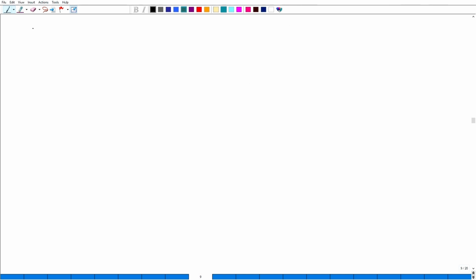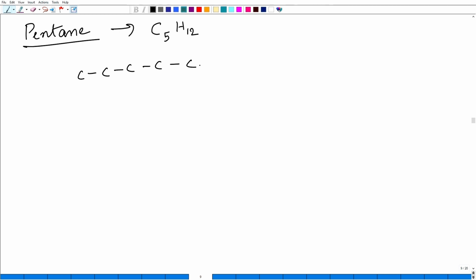Now, if we look at pentane. Okay. So, what is the formula of pentane? C5H12. So, we can write like this. Okay. CH3, CH2, CH2, CH2, CH3. We can write like this in the straight chain form. This is known as normal pentane or N-pentane.